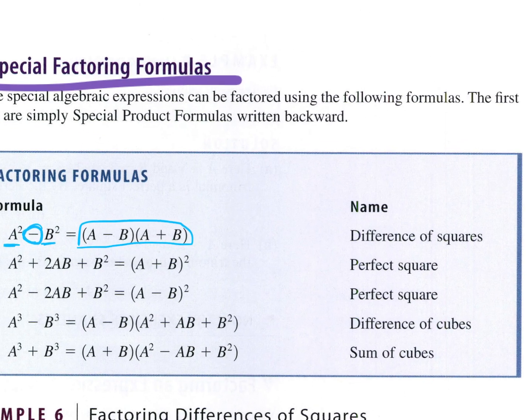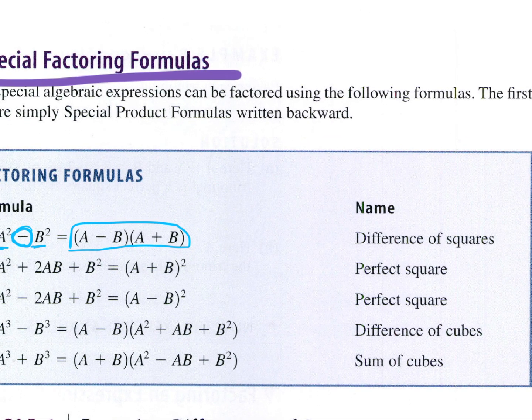So if I had something like x squared minus 4, x squared is a perfect square and 4 is a perfect square, so we would take the square root of both of these to figure out what our a and our b are. So this would be x times x, and 4 would be 2 times 2. So this would break down into x minus 2 and x plus 2. So again, the order doesn't matter. If you wanted to say x plus 2 times x minus 2, that's the same thing.